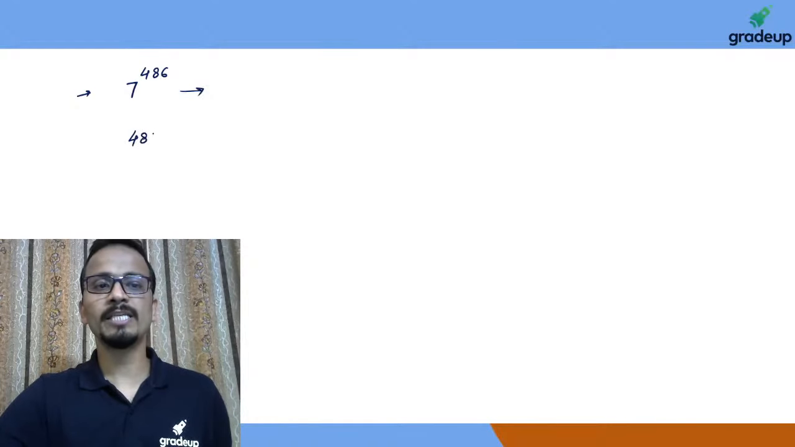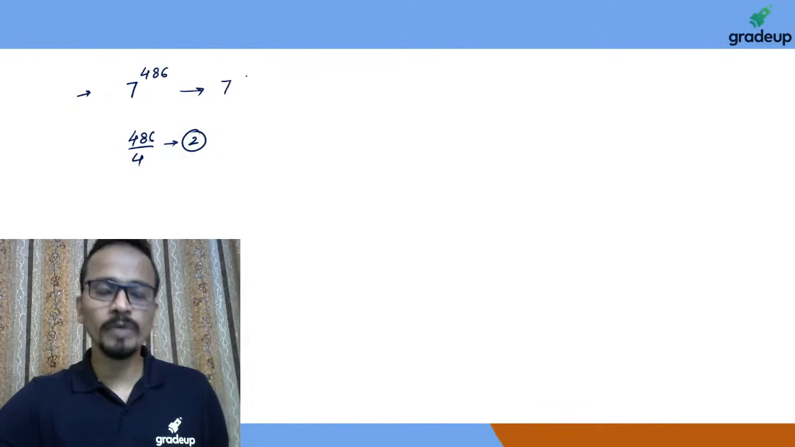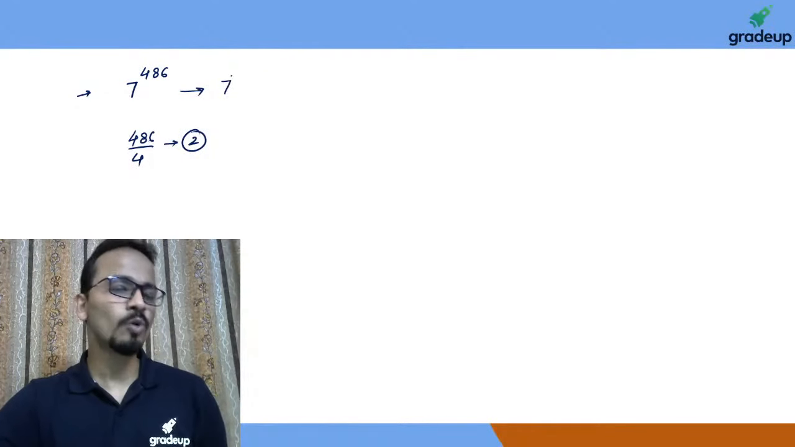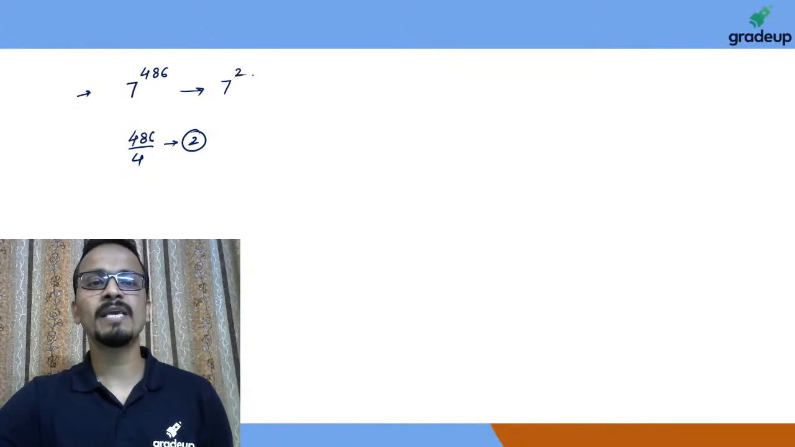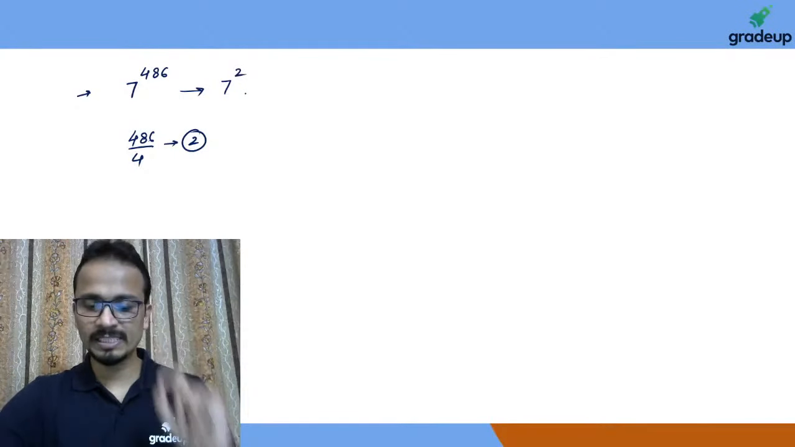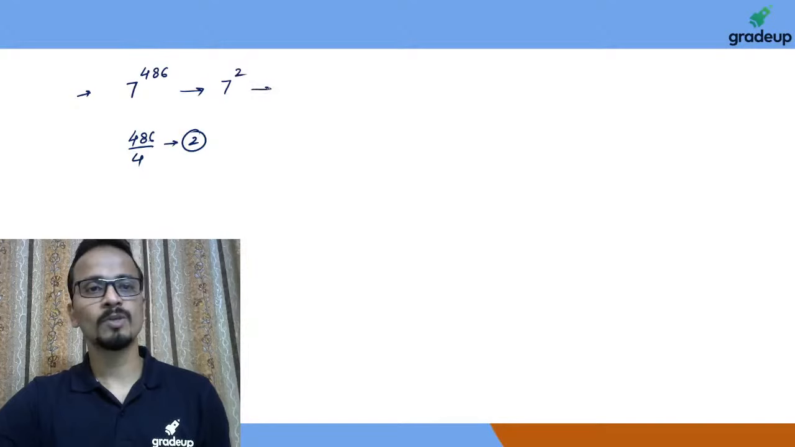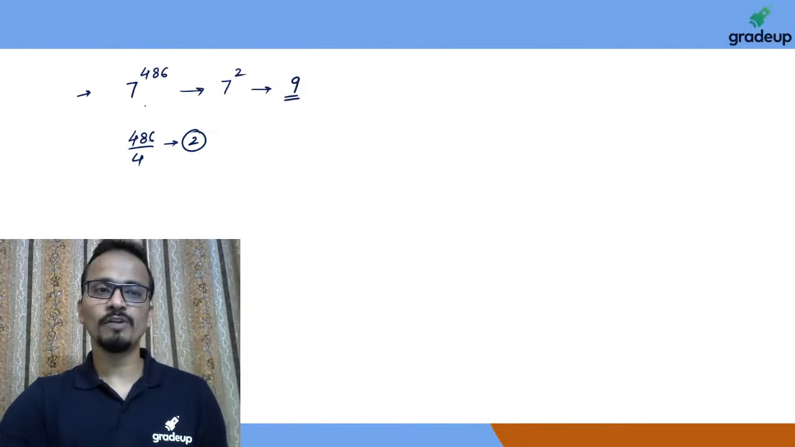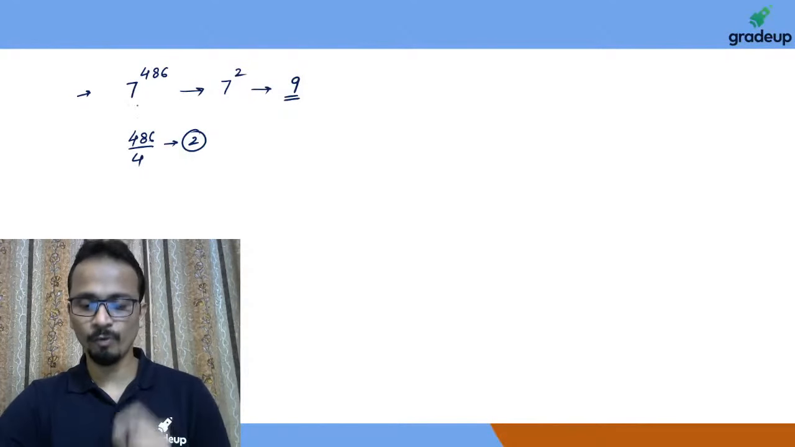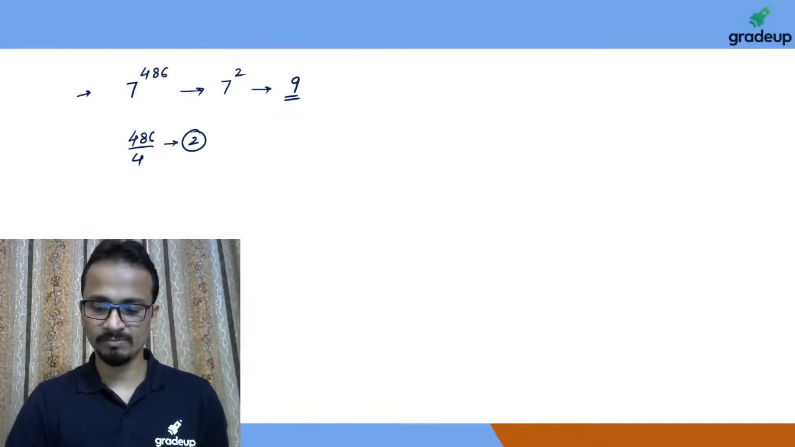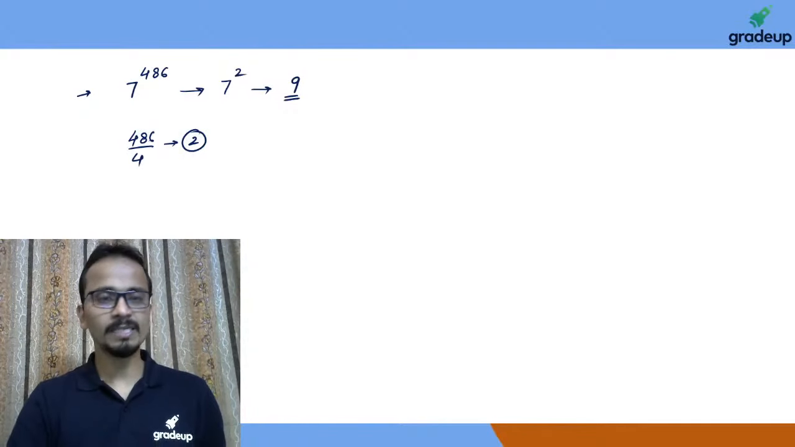So 486 when divided by 4, the remainder will be equal to 2. Hence the unit digit of 7 raised to the power 486 will be the same as the unit digit of 7 raised to the power 2. 7 raised to the power 2 will end with 9. So 9 will be the unit digit of 7 raised to the power 486. All right, am I clear?